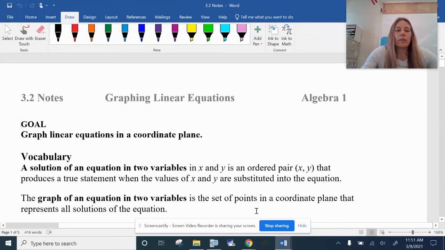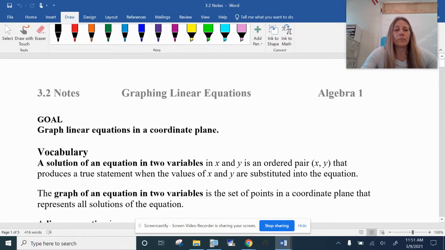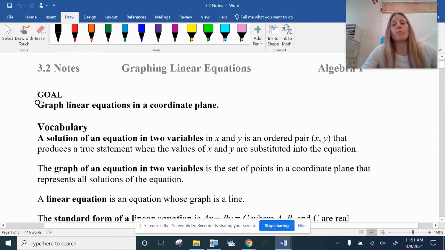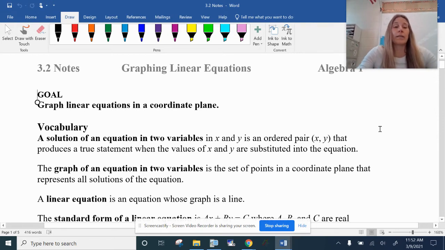All right, so we're moving on to the next lesson, which is graphing linear equations. We started this a little bit yesterday, but we mostly focused on solving for y or getting the equations in function form. So we're going to talk a little bit more about that today.